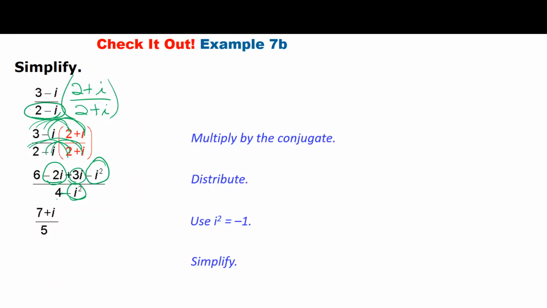And so to simplify it, remember it needs to be in a plus bi form. So we're going to put our real parts together and our imaginary parts together. And there you have 7/5 plus 1 over 5i.